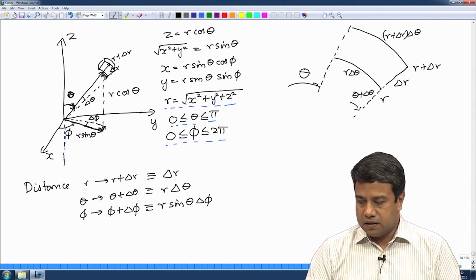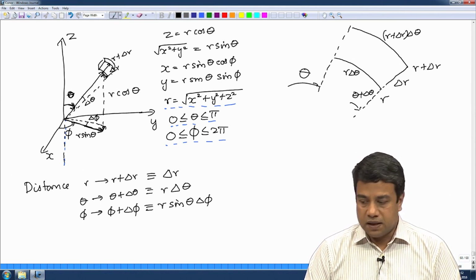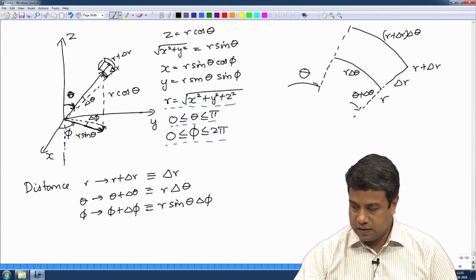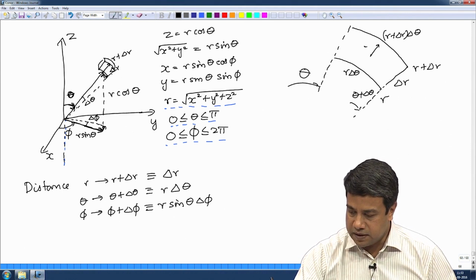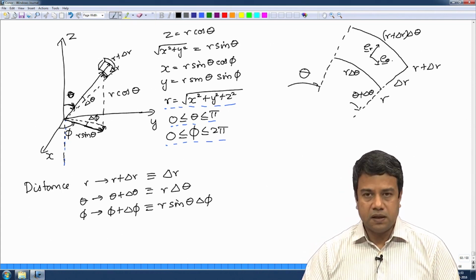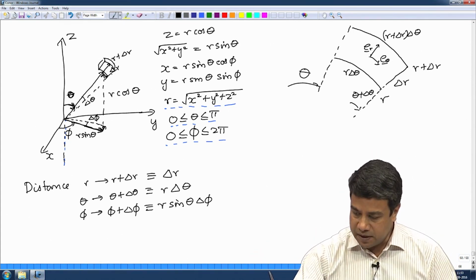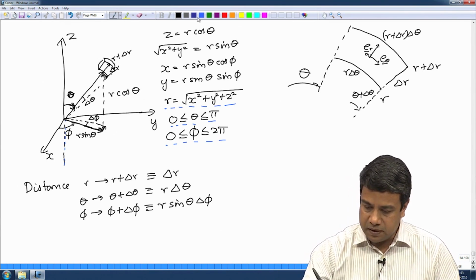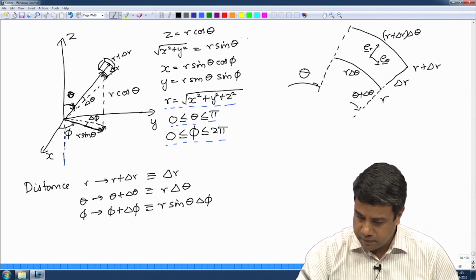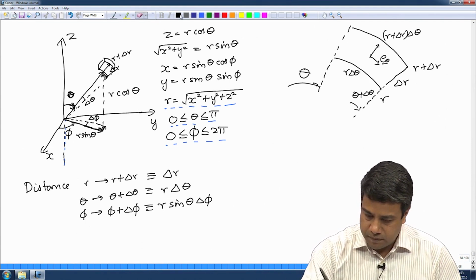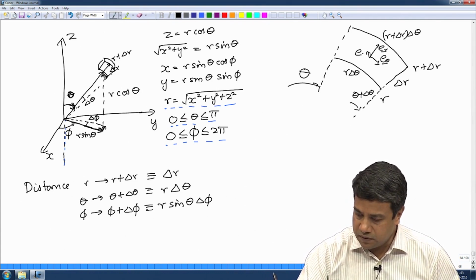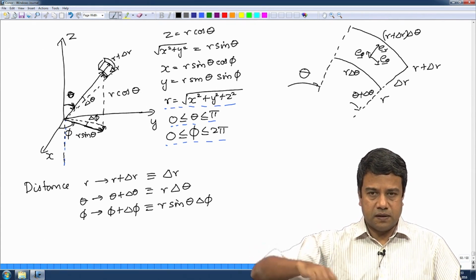So, those are the faces that are perpendicular to the r direction and perpendicular to the theta direction. Note that if I write a coordinate system here, the r direction will be in the direction of increasing r, e_r. The theta direction will be the direction of increasing theta, e_theta. The phi direction is along the xy plane, so it is perpendicular to both of these.